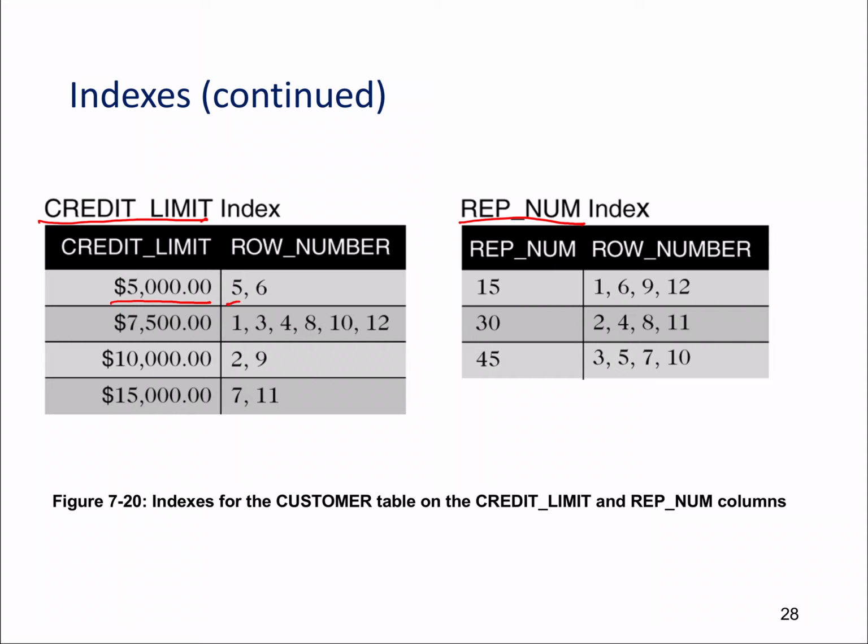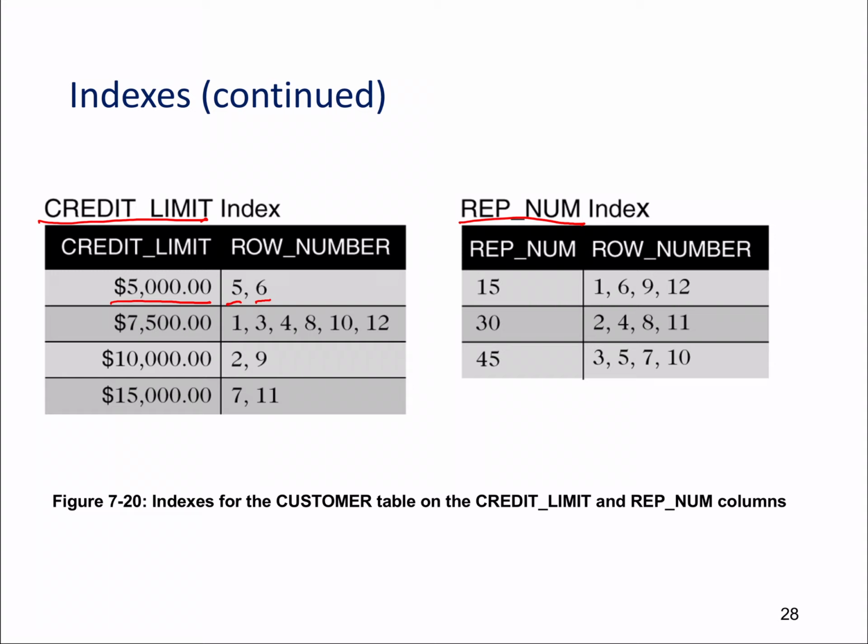They're on row 5 and row 6. So later on, if there is a query searching for customer equals to 5,000, I don't have to search all the customers, but I can just look at this index and I find out only row number 5 and row number 6 are the records we want.